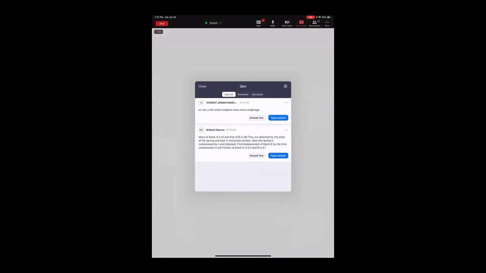If friction is not there, the center of mass should be at rest, so M1 X1 is equal to M2 X2. Now the compression has become X by 2 from X. Force F is being applied on both the blocks. One friction coefficient is 0.2, the other is 0.1. So the friction force is the same, right? That is the maximum friction force.